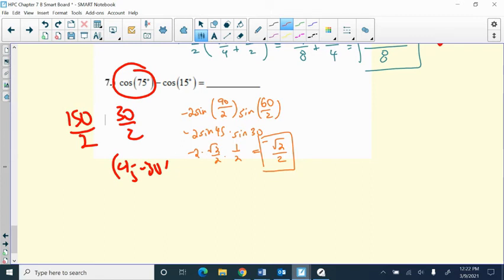But maybe the most efficient way is to realize that the difference of two cosine functions could be rewritten using this formula here. And so when you take the sum and divide by 2, you get 45 degrees. When you take the difference and divide by 2, you get sine of 30 degrees. And so do be careful. It is, I think, the only one that has a negative in the coefficient. And so therefore you get negative square root of 2 minus 2.